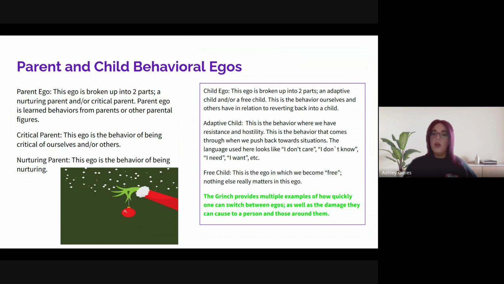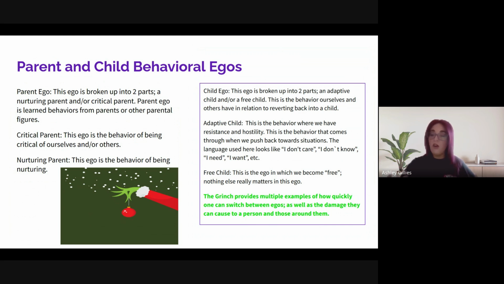Okay, so you see this little depiction of the Grinch, and it's because that's a movie I use in individual therapy. I use a lot of examples from that movie because that movie depicts emotional or behavioral ego so well in so many different aspects. So we're going to use some examples from the Grinch. That's kind of why you see that picture there. So parent ego, learned behavior.